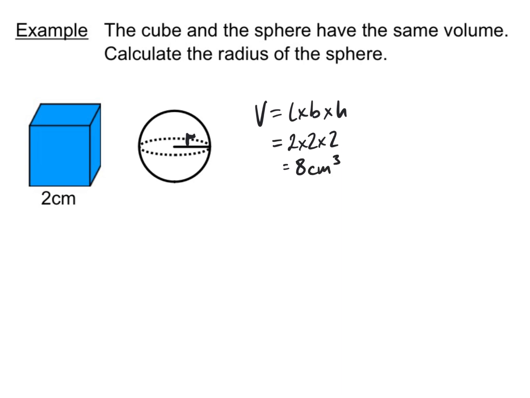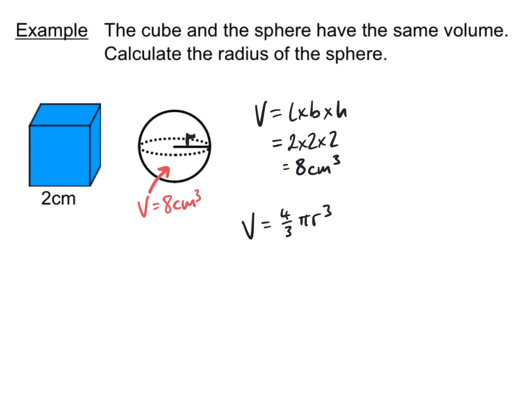Now, the question here says the cube and the sphere have the same volume, which means if the volume of the cube is 8 cubic centimetres, then the volume of the sphere is also 8 cubic centimetres. So let's just put that on there, and we'll say V equals 8 cubic centimetres here. The next thing is we're asked to find the radius of the sphere. Now, the formula for the volume of a sphere, which we'll need for this, is volume is 4/3 pi r cubed.